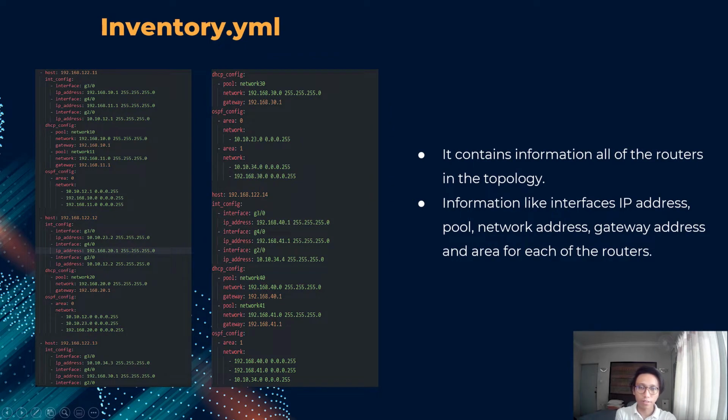This is the inventory.yml file. As you can see, it contains information about all of the routers in the topology. It contains information such as the IP address for each interface, the DHCP configuration like pool, network and gateway address, and OSPF configuration like the network address and the area of the OSPF. Both Python scripts will refer to this YAML file.